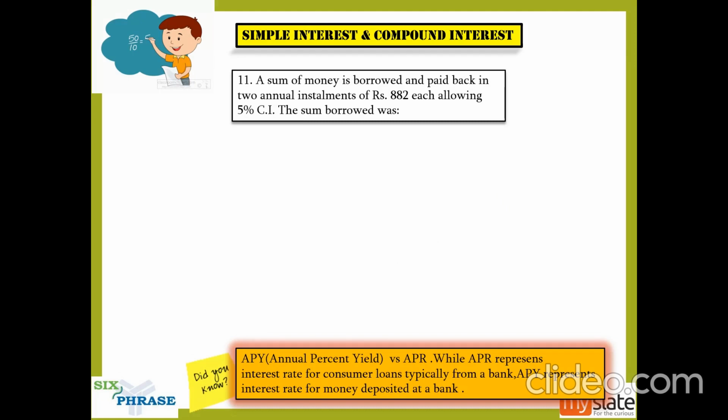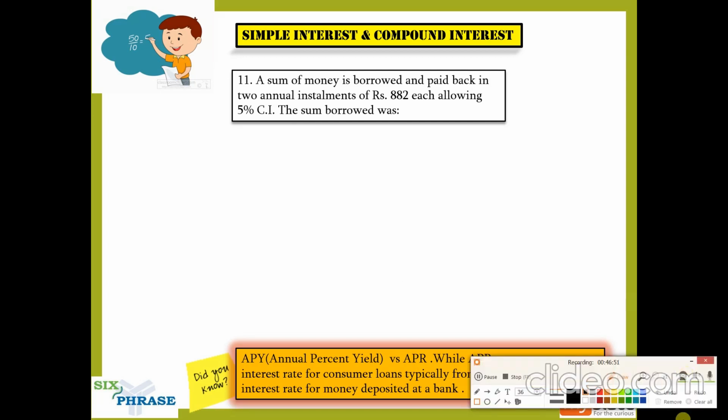Now what they say is, guys, some sum of money is borrowed and paid back in two installments of rupees 882. So what is given is, at the end of 1 year he'll pay 882. Okay, at the end of second year also he pays 882. Now what do you think will happen here? See, they also say the compound interest is 5%. Then what could be the sum borrowed here?